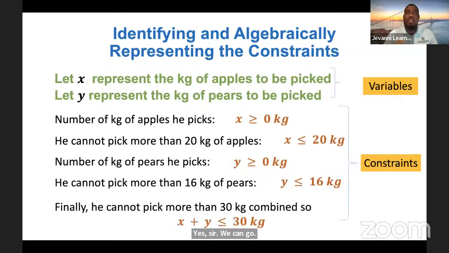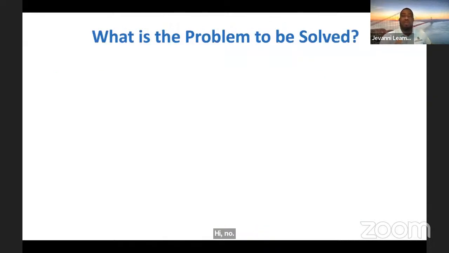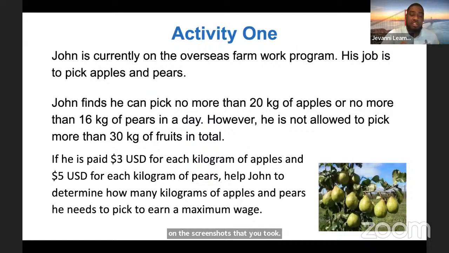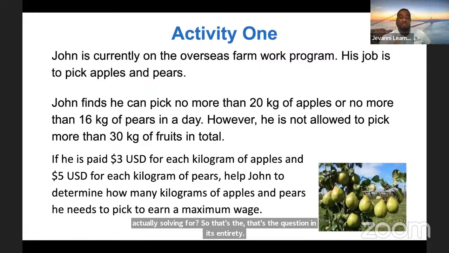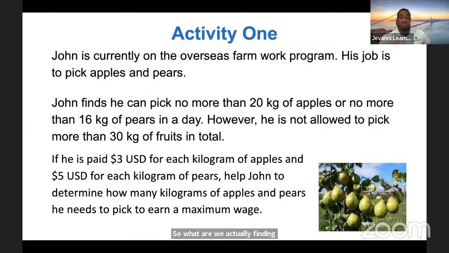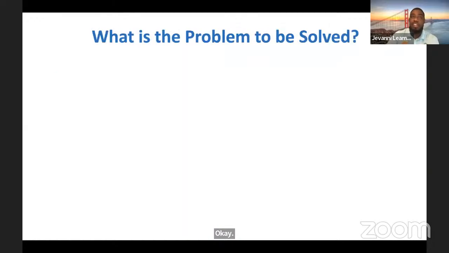All right. Now, what is the problem that we're solving? Based on the screenshots that you took, and let me just go back to the question, what are we actually solving for? That's the question in its entirety. So what are we actually finding? How many kilograms of apples and pears should you pick to earn a maximum profit, maximum wage? Yes, so you want to find his maximum wage.